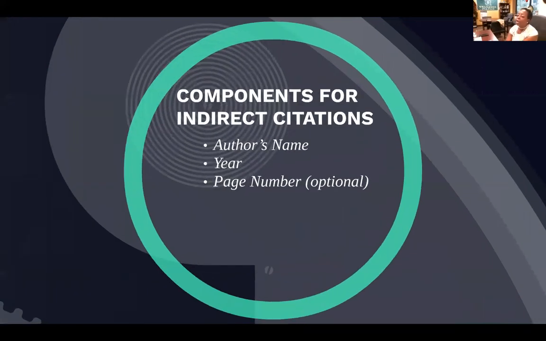Now we're going to talk about indirect citations. Very, very similar to the direct. The only difference is that we are paraphrasing. We're going to put it in our own words, but we are going to give the author credit for the idea. And that is very important to state, because many times students will state one or two words and say, oh, okay, it's mine. No, we want to give the author credit for the idea. So for those components, you would have the author's name, the year, and the page number.